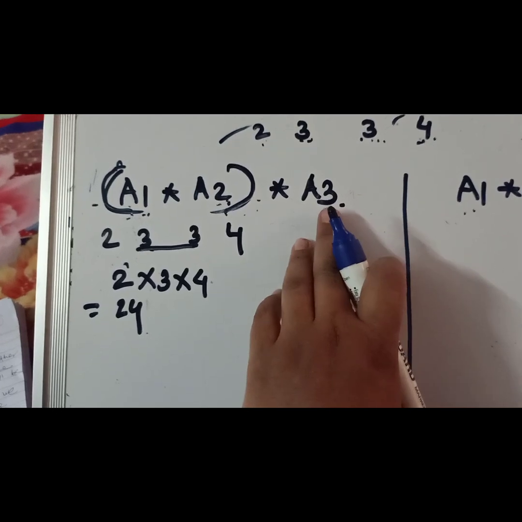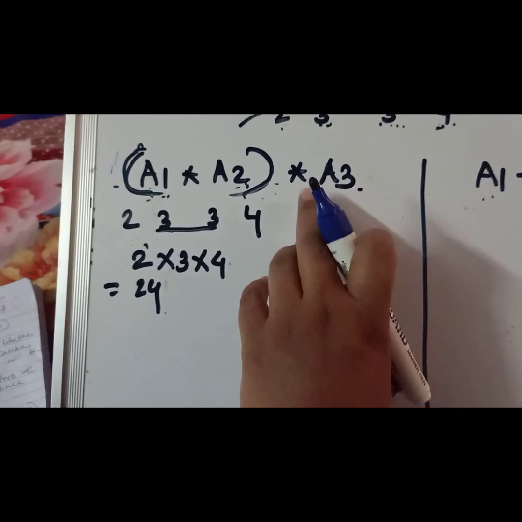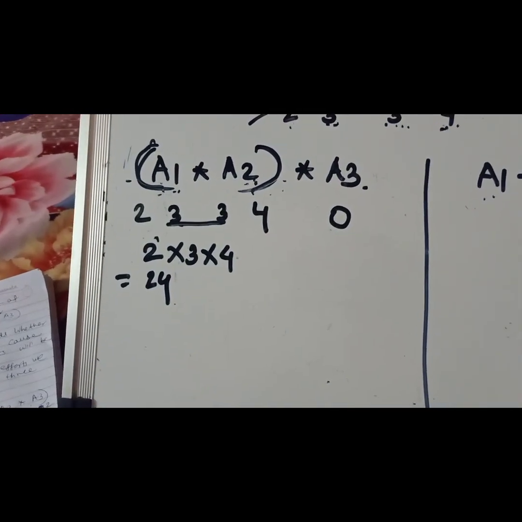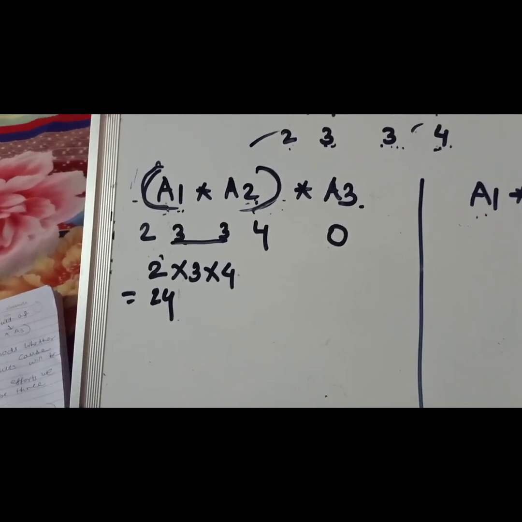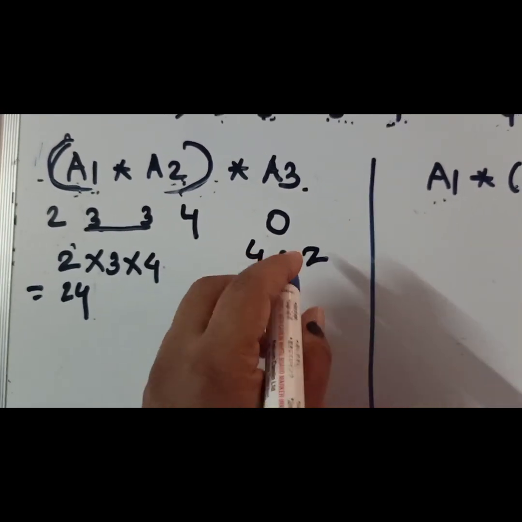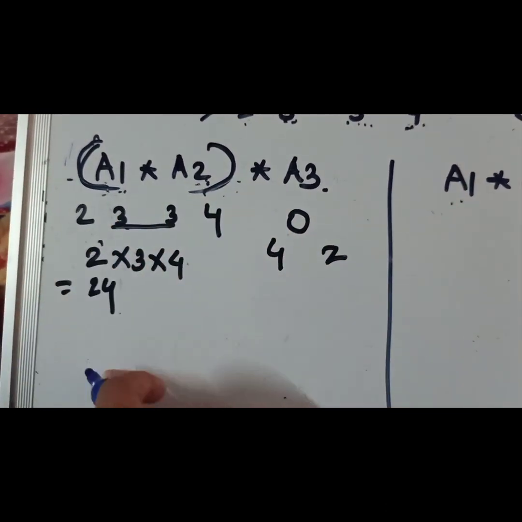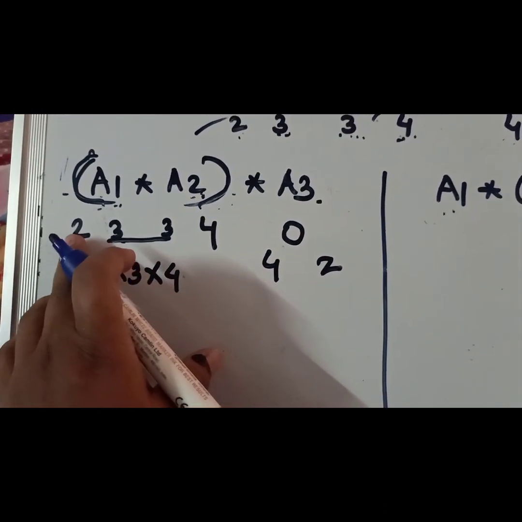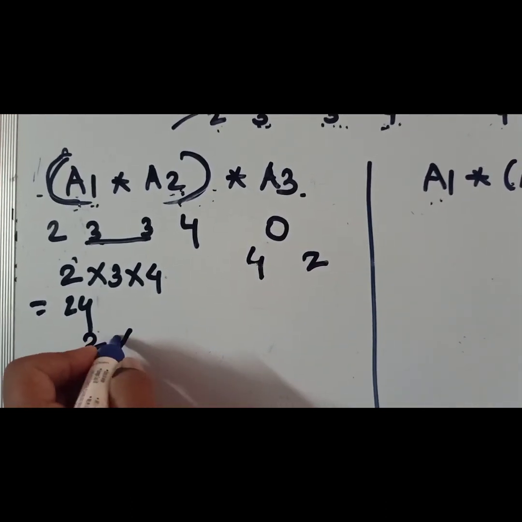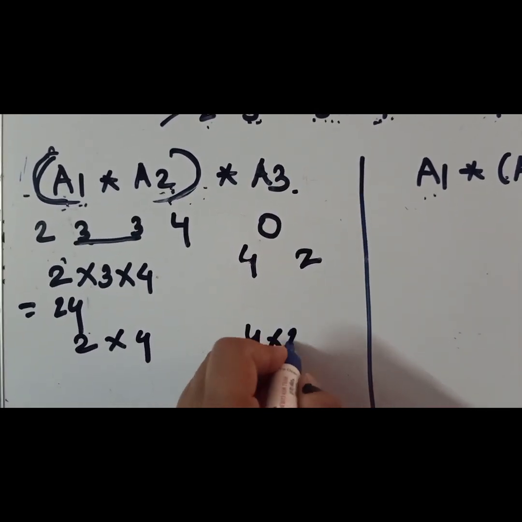Now when we are talking about a3, a3 is a single matrix here, so the number of multiplications we require only for a3 will be 0. Now the dimensions of a3 are 4 by 2. And the resultant matrix of a1 and a2 will have 2 rows and 4 columns, right? So it will be 2 by 4.